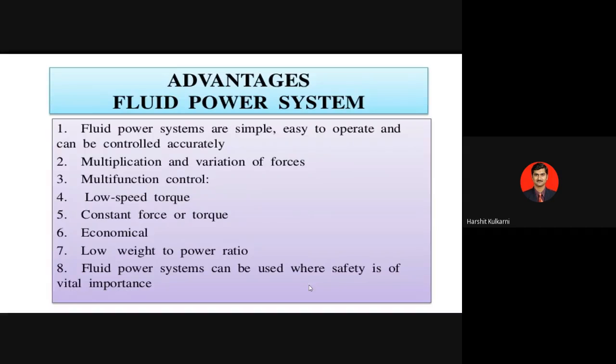Mobile hydraulics and so on. So the advantages of fluid power: general advantages like multiplication of the forces, multifunction control, can control the speed, low speed torque. They are economical, with a low weight to power ratio because the units are smaller and the weight is less, and they can transfer more power. That is possible. Then they can be used where safety is of vital importance. Compared to pneumatic systems, hydraulic systems are quite smooth in operation. So that is how it goes.